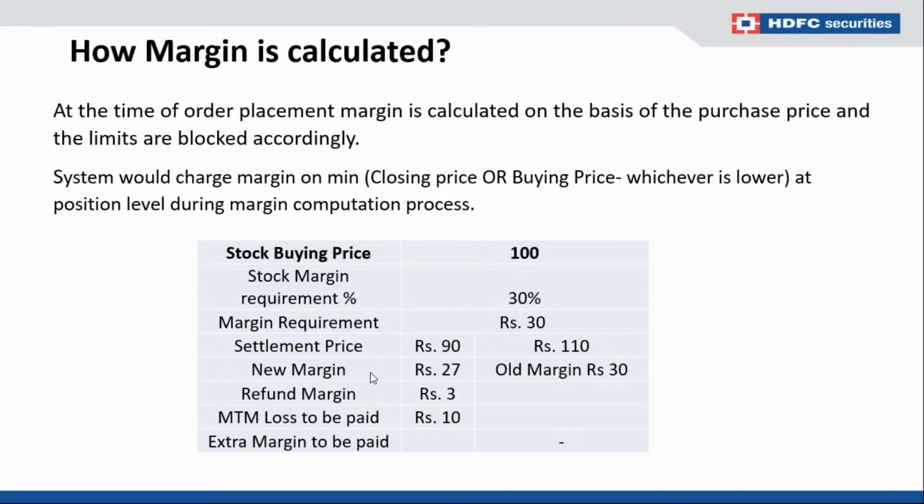The other thing is, if the market is going upside, that means if you take the position at 100 rupees and the market moves up to 110, we won't hold anything from your bank account. The 30 rupees initial margin is required, that's it. Okay, so this is how the margin is calculated. For further details, if you want to understand more, just contact your relationship manager. They will help you out with how it is calculated.